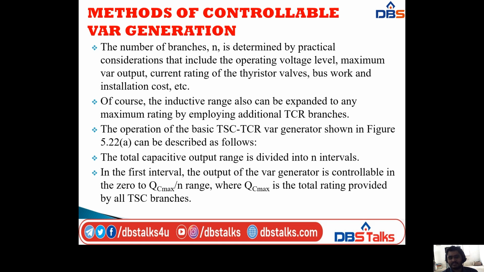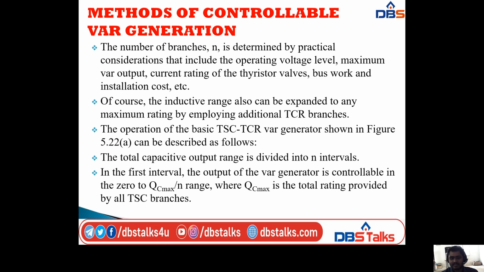Next, of course, the inductive range can also be expanded to any maximum rating by employing additional TCR branches. At present we are using only one TCR branch, the thyristor controlled reactor. But if we want to expand to the maximum rating, we have to add more TCR branches. The operation of the basic TSC-TCR VAR generator is shown in the previous diagram, and I will explain the operation of that diagram one by one. Firstly, the total capacitor output range is divided into n intervals, because here I am taking n branches of the capacitor.